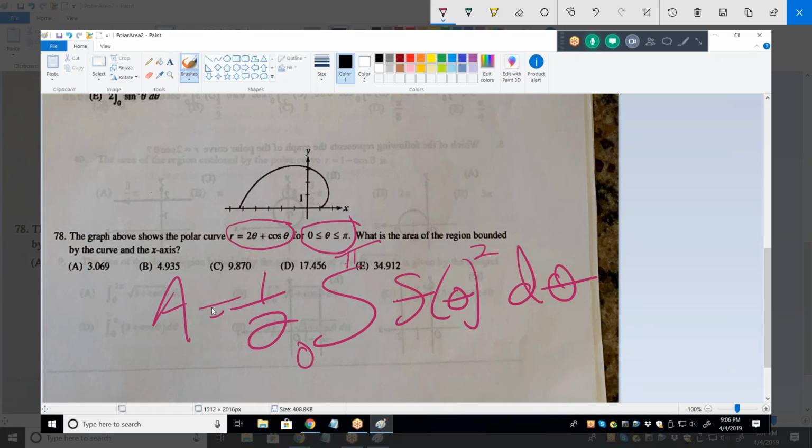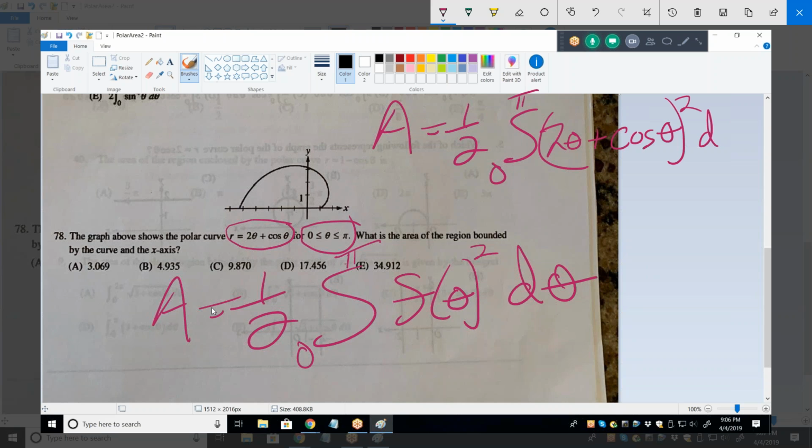So, your answer is 1/2 the integral from 0 to pi of that function, 2 theta plus cosine theta, squared. Now, the trickiest part of this is getting it into your computer or your calculator. I found it extremely difficult to put that into Wolfram Alpha. I eventually got it.